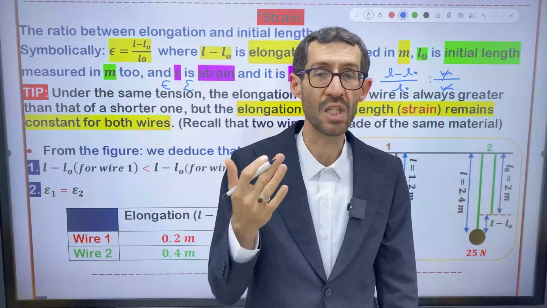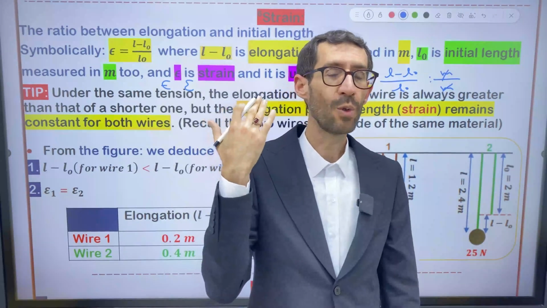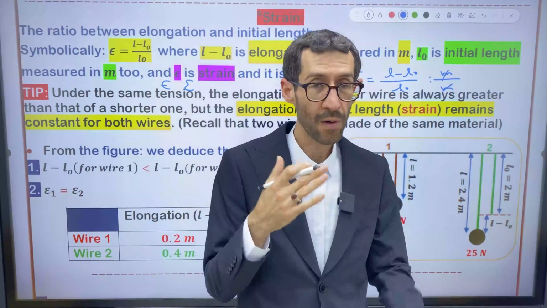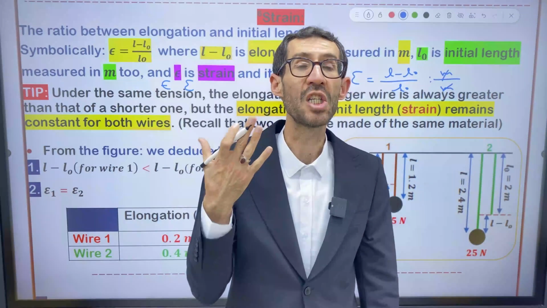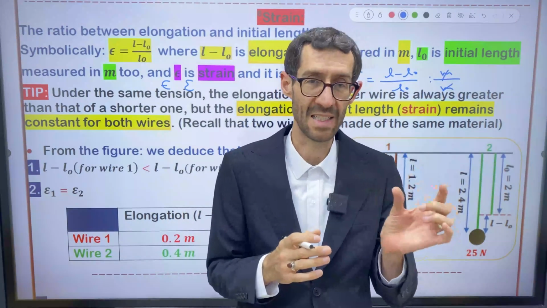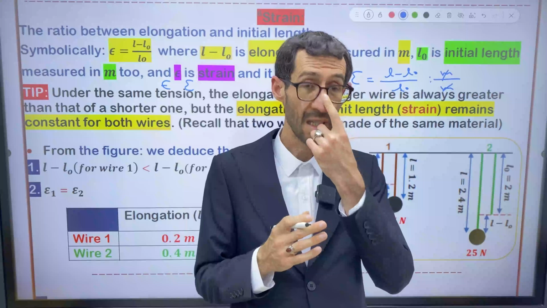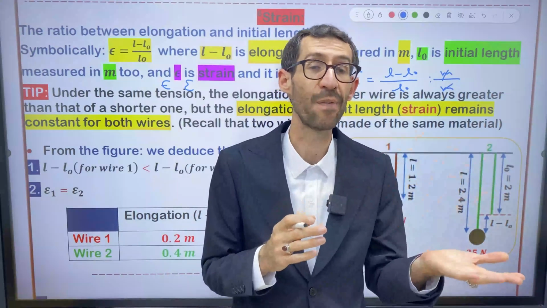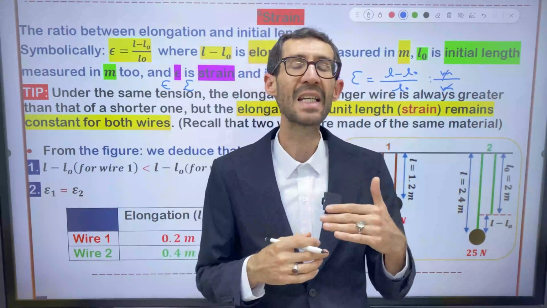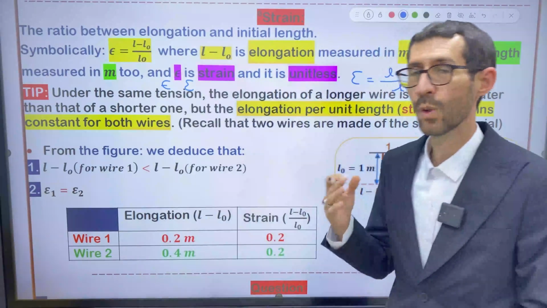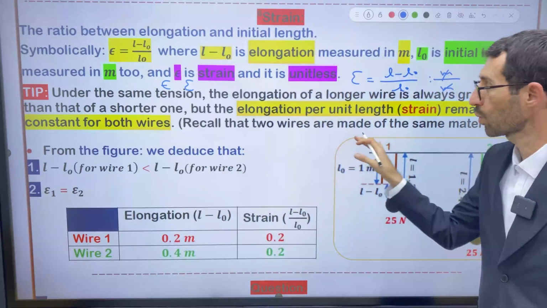It means strain does not change. For a 10 meter wire, or a 2 meter wire, or a 1 meter wire, of course the elongation is different, right? But elongation per initial length, or I can say strain, remains as it is. Strain does not change. So the length of the wire is not significant for determining the strain. Strain is independent of the length of the wire. Whether the wire is short or long, it doesn't matter. This is about this note.